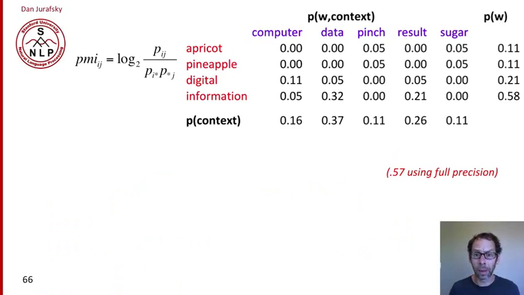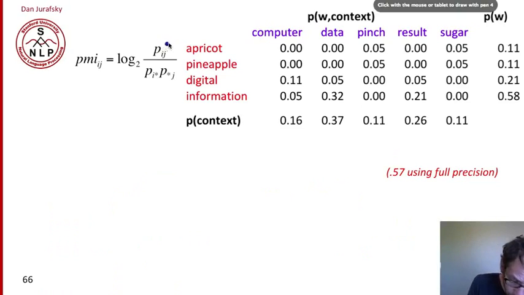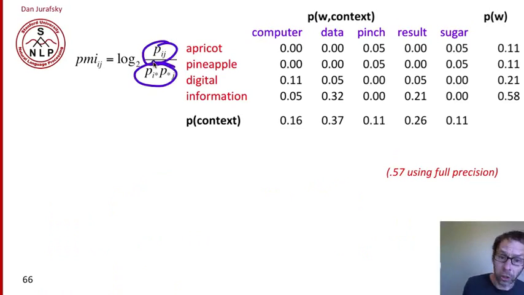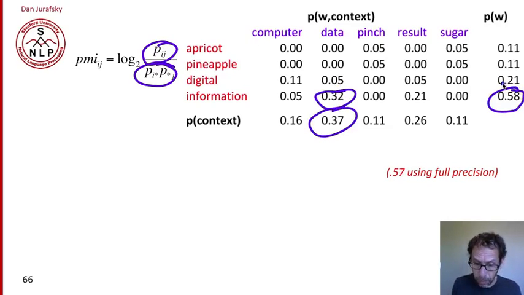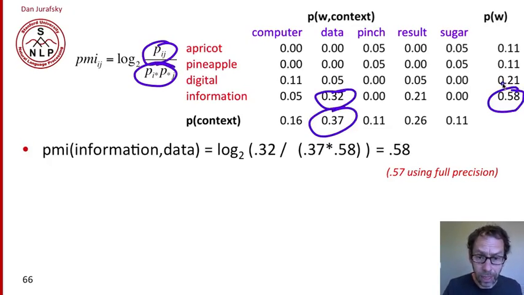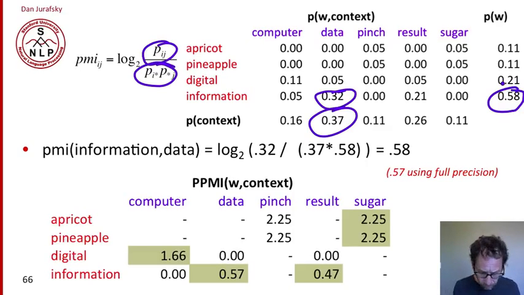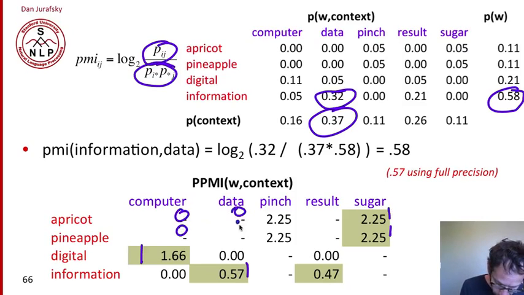So now we're ready to compute PMI. Recall that PMI is the log base 2 of the joint over the two marginals. So that's going to be our 0.32 divided by our 0.37 times 0.58. And then we'll take the log of that. So that's 0.58, or 0.57 using full precision. And we can see here that if we take this log, we get positive numbers for computer being linked with digital, and information with data, and pineapple with sugar, and so on. And any time we got negative numbers, since this is positive PMI, we've replaced the negative numbers with zeros.